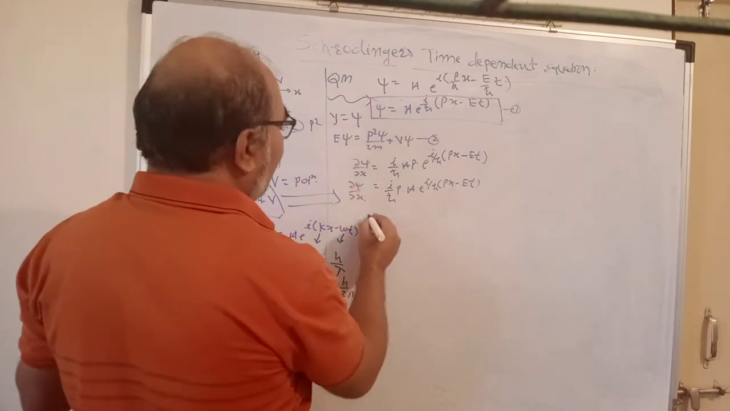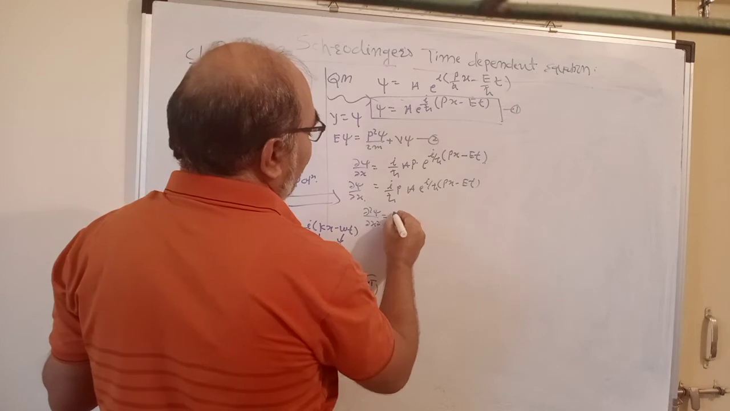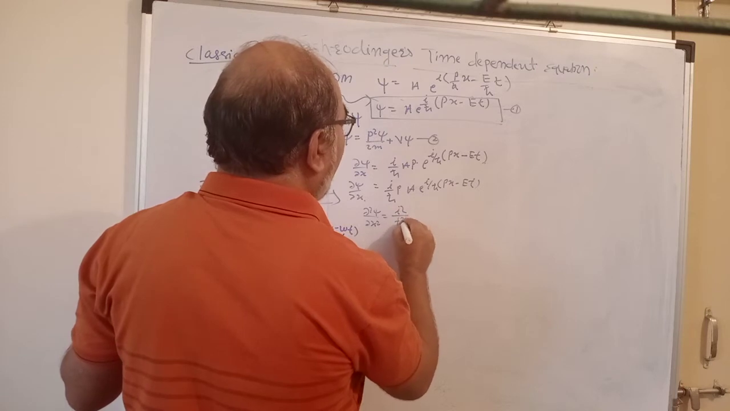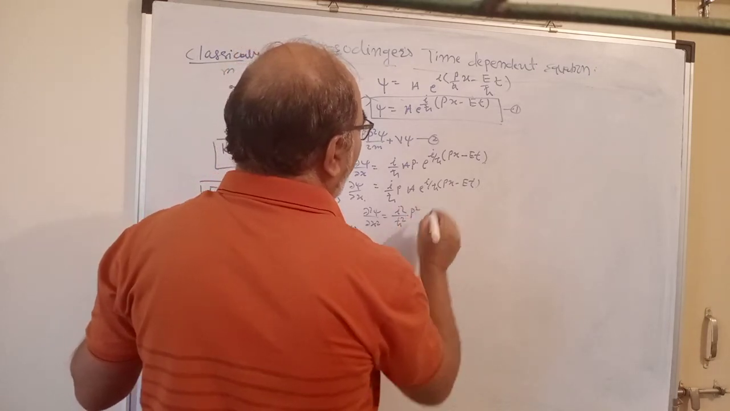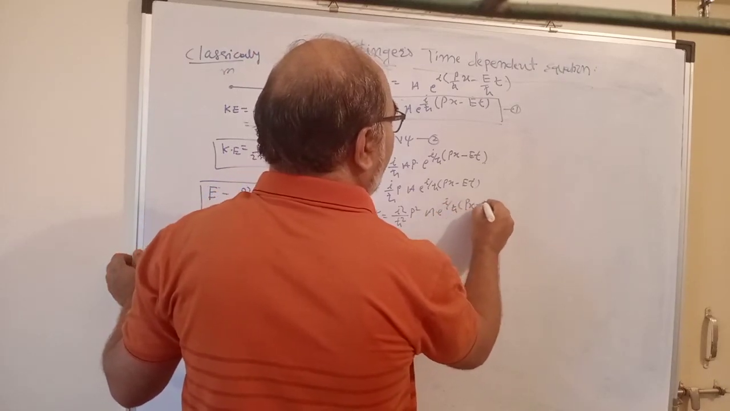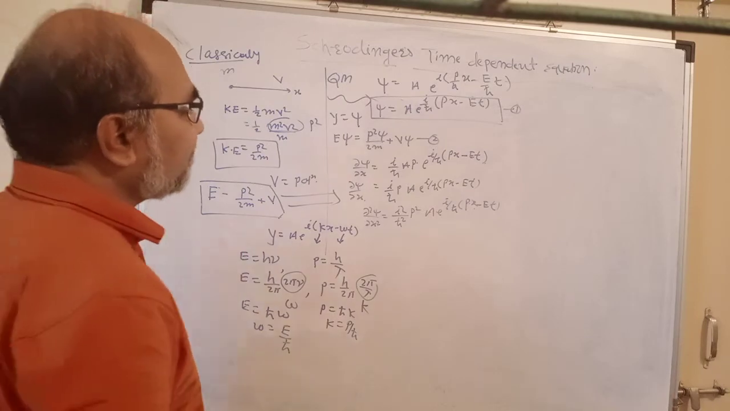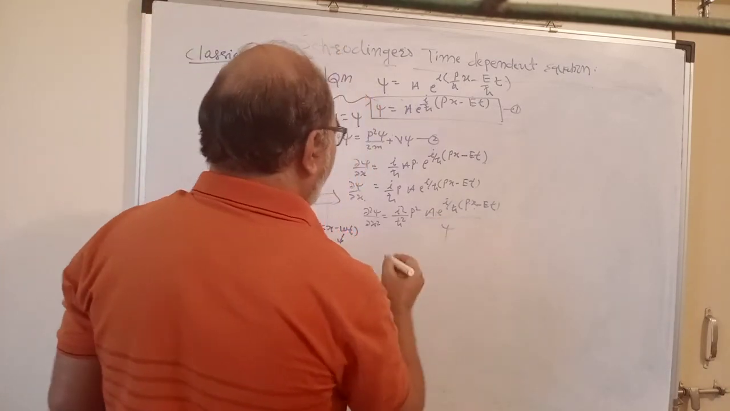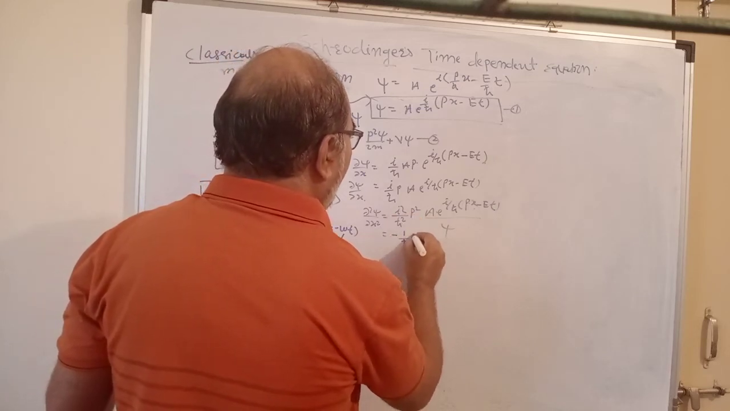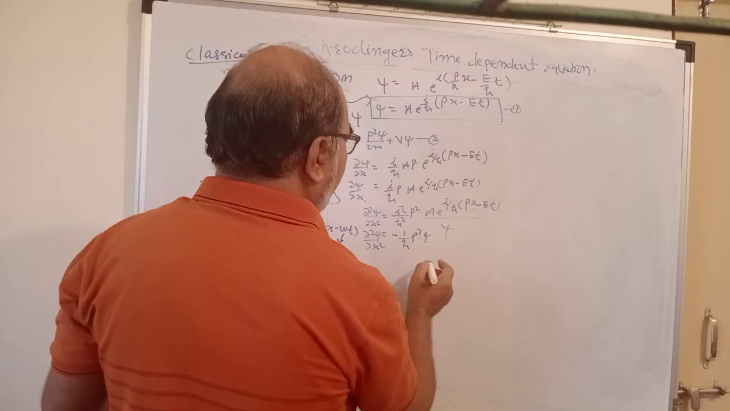Differentiating once again with respect to x, we get d2 psi by dou x square is equal to i square divided by h bar square p square A e raised to i by h cross (px minus Et), which is psi. And i square is equal to minus 1, so we get minus 1 by h cross square p square psi is d2 psi by dou x square.